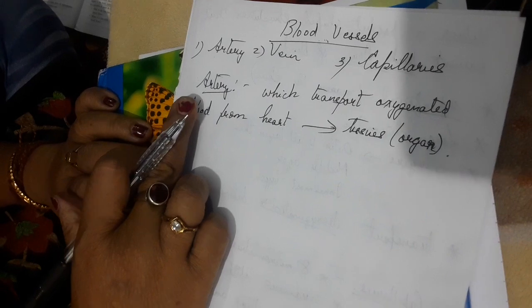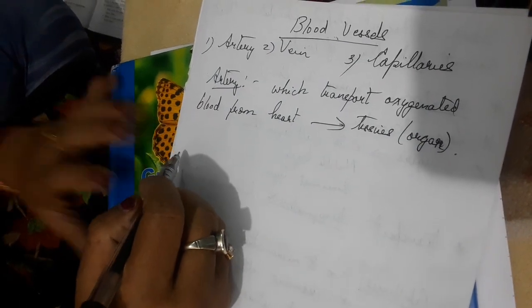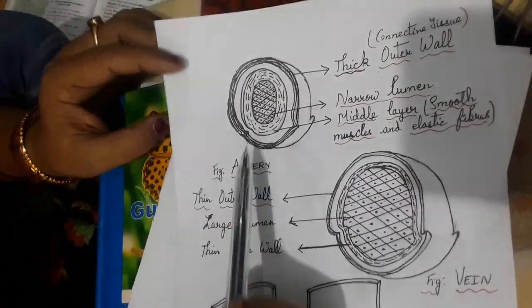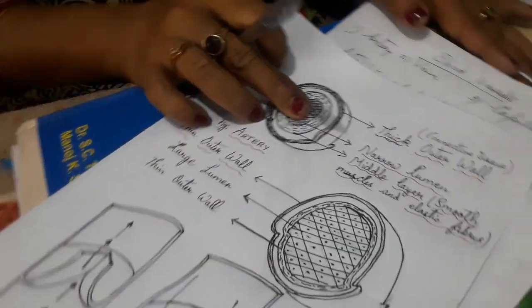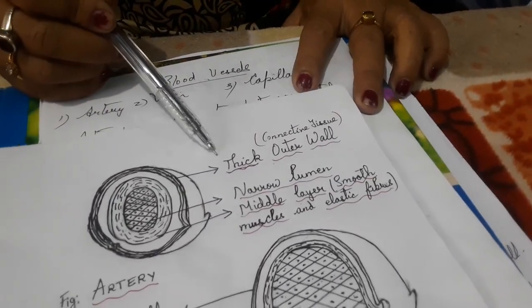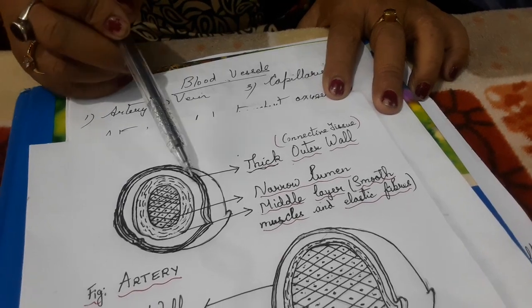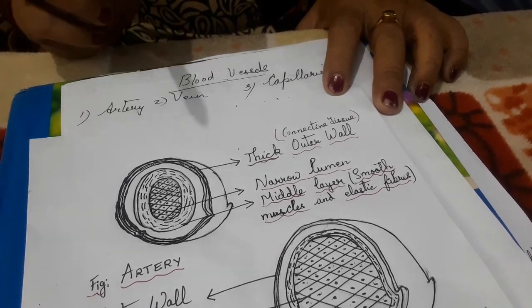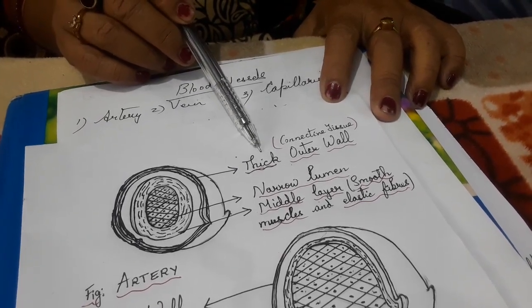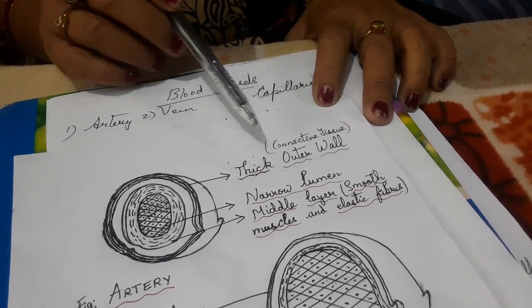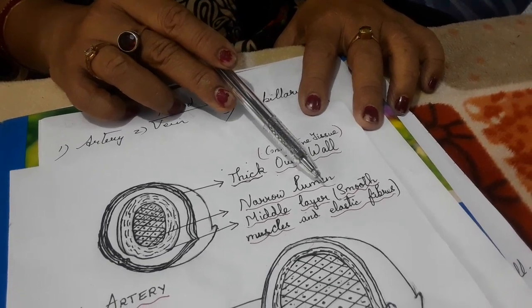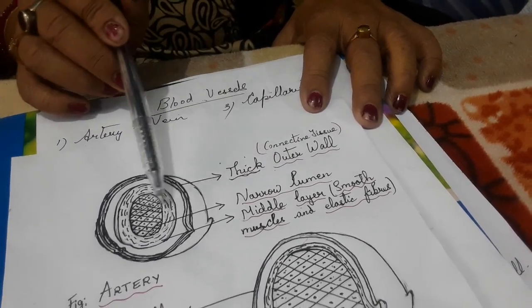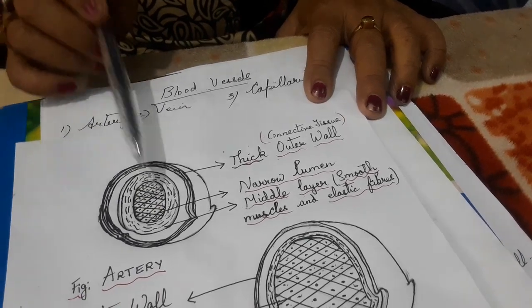Now, artery, their structure, as you can see, is made up of three layers. Outer thick wall, middle layer, and then innermost layer. The outer layer is also called tunica externa, made up of connective tissue. The middle layer is made up of smooth muscles and elastic fibers, and the diameter is narrow.